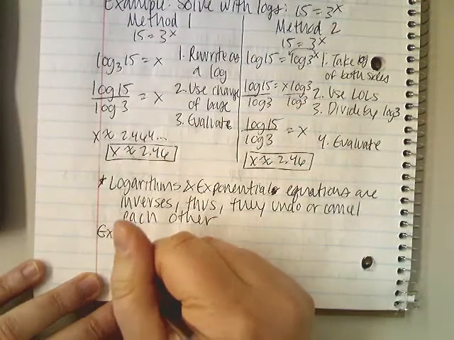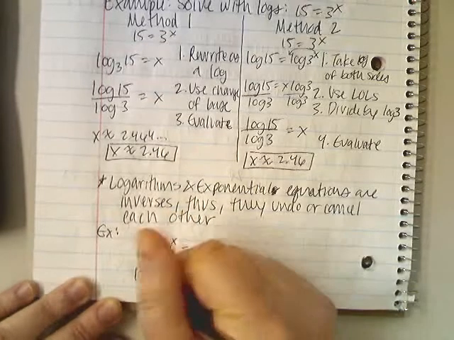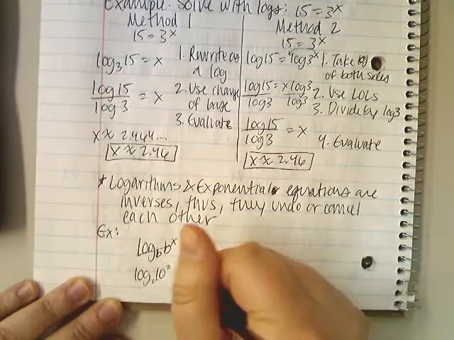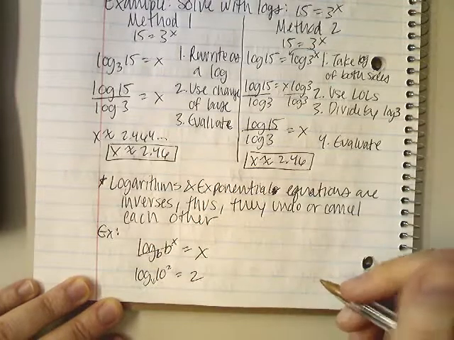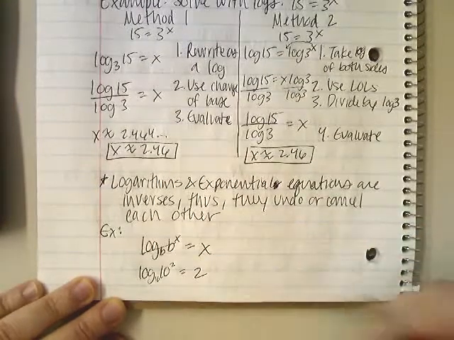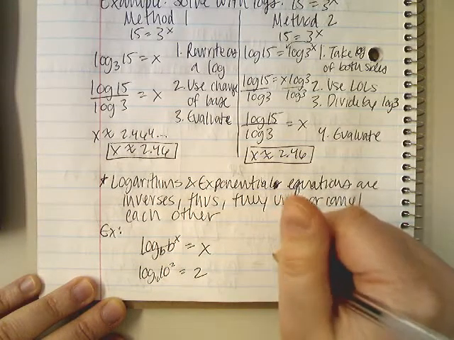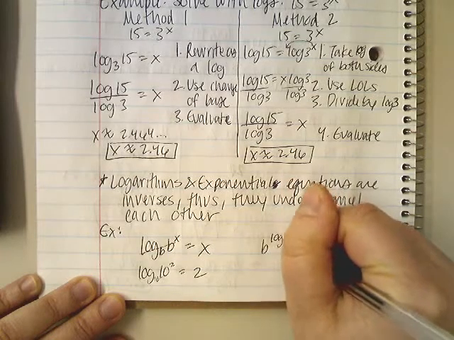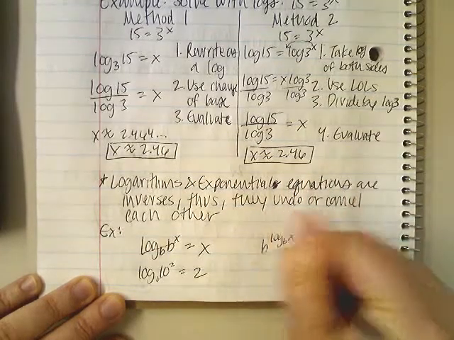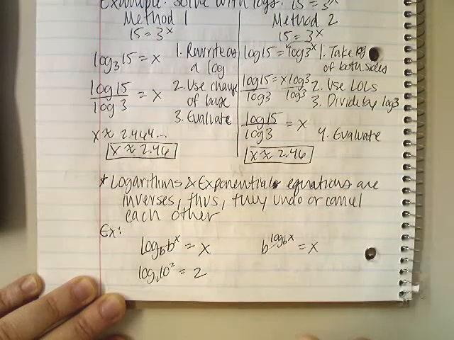So what I mean by that, if I had a common log of 10 squared, it's an implied base of 10. 10 to the what gives me 10 squared? It's going to be 2. It also works the other way. A log with the same base cancels that base, but if I have an exponent, so if I have b to the power of log base b of x, this base and the log base here are going to cancel each other out and you're just left with x.